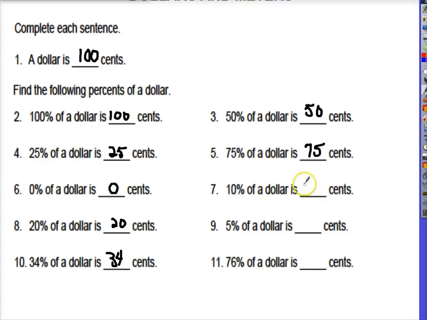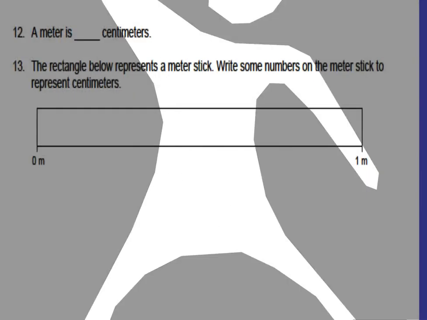10% of a dollar, you have 10 cents. 5% of a dollar, you have 5 cents. 76% of a dollar, 76 cents. Okay, and I'm willing to bet you finished in plenty of time, that you did not need the whole amount of time that you were given. That's because you guys are the old smart ones. So here we go. I'm going to clear the annotations and moving on.